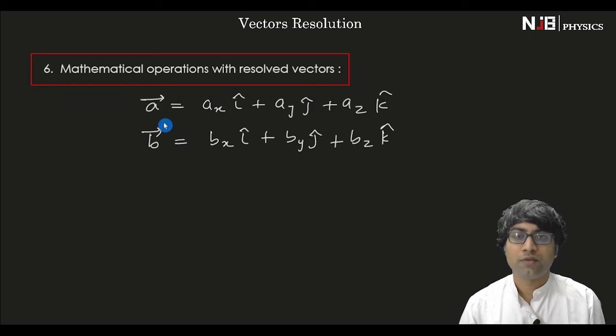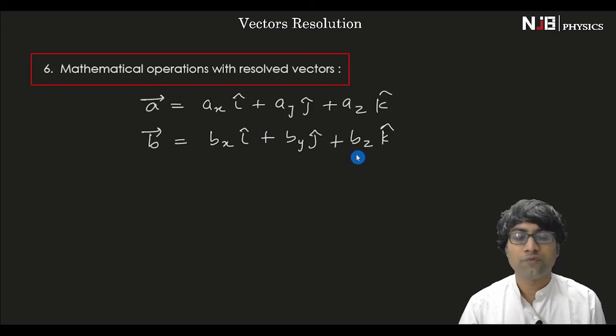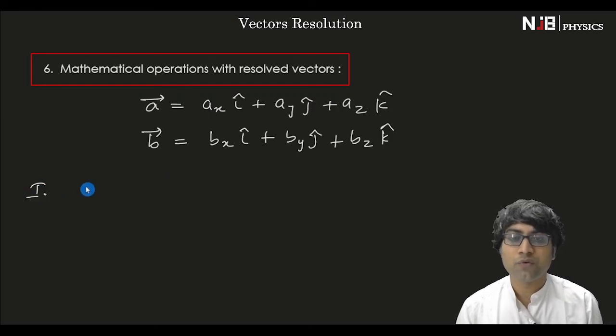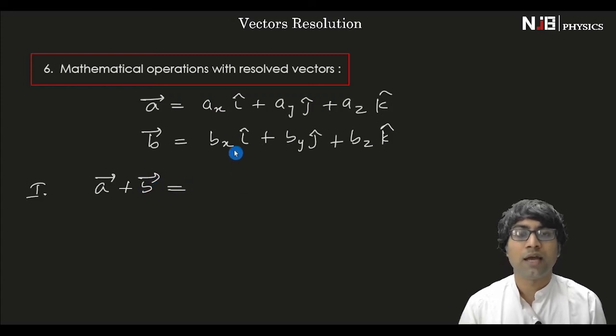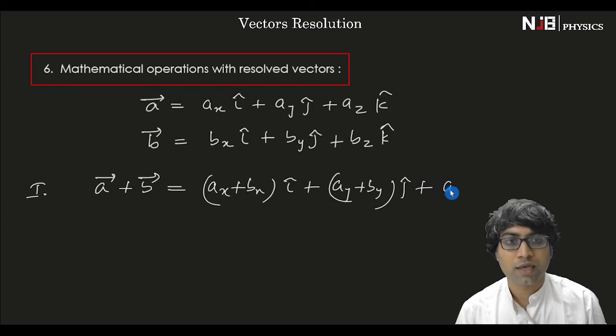So let's imagine a situation where we have two vectors which are either already in the resolved form or we have resolved them for our convenience. And there are various mathematical operations that we can do. For example, if we want to do addition, that means we want to find a vector plus b vector, then it is simply the addition of the x component i cap, the addition of the y component j cap, the addition of the z component k cap. So conveniently we can write it as (ax + bx) i cap + (ay + by) j cap + (az + bz) k cap.